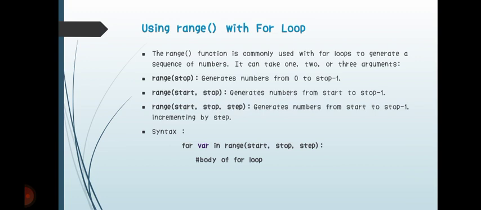With two arguments, start and stop, it will generate numbers from start to stop minus 1. We can also provide 3 arguments: start, stop and step. Start is the starting position, stop is where we have to stop the loop, and step lets us move 1 step, 2 steps, 3 steps, like that. The syntax for the range function in a for loop in Python is: for variable in range(start, stop, step), followed by the body of the for loop.